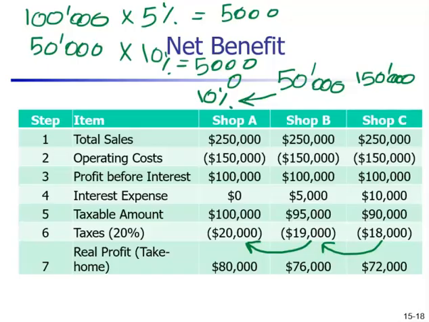So here you have the operating profit. Here you have the interest expense. And here you have taxes. Combination of these three things give you net profit. 100,000 minus 0 minus 20,000, 80,000. 100,000 minus 5,000, 95,000 minus 19,000, you get the results.